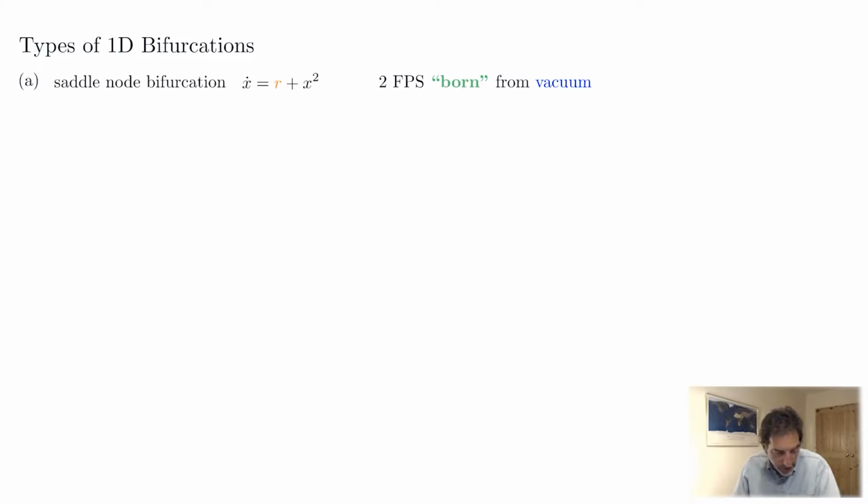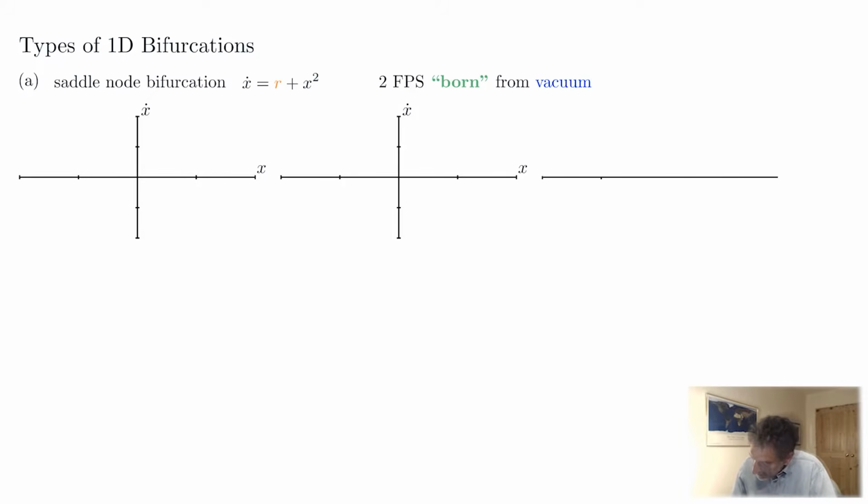And so let me draw 3 plots showing x dot as a function of x, for the 3 cases: r positive, r equals 0, and r less than 0. So for r positive, the function x dot equals r plus x squared is a right side up parabola that doesn't cross the x-axis. So it looks something like this, for example. So the flow is always to the right. There are no fixed points.